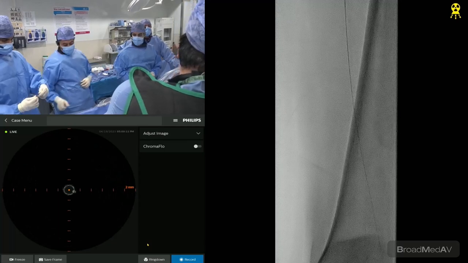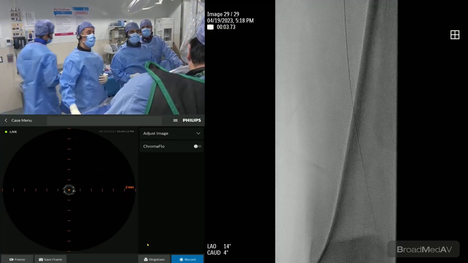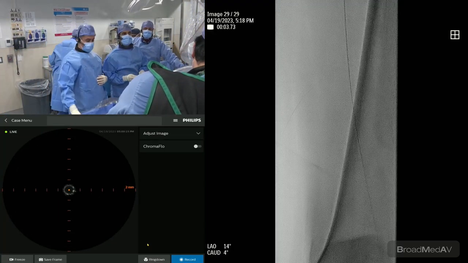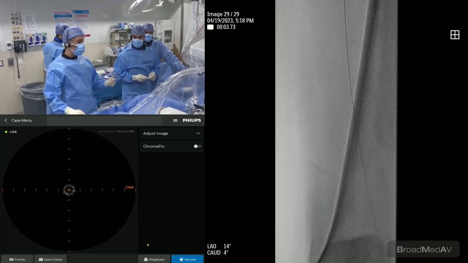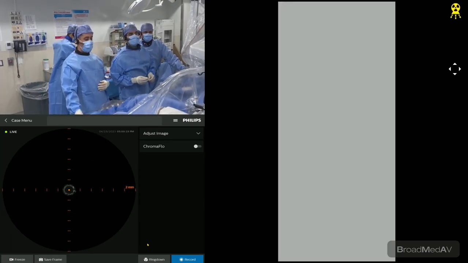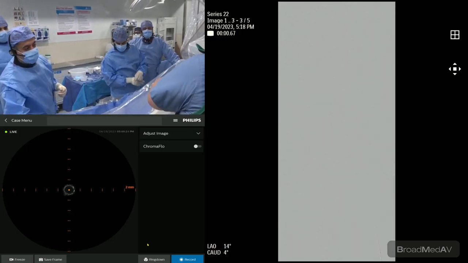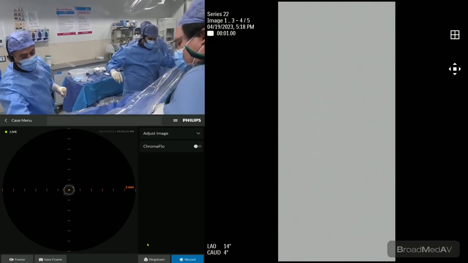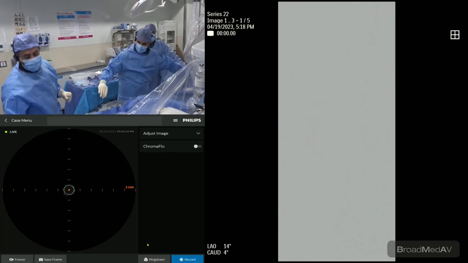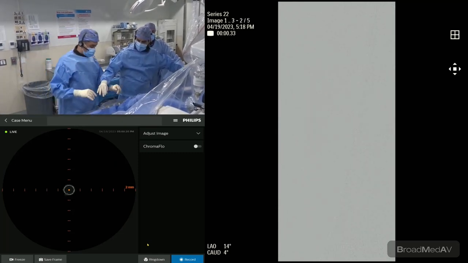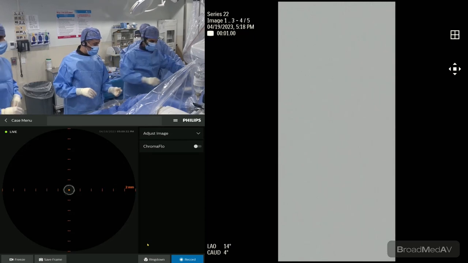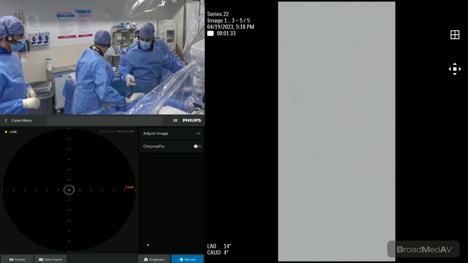Can you push forward? Before we do, there's a question from the audience asking, what sheath do we have in there? We have a 7 French. The only reason we went with a 7 is because we're doing a live case. You can do this with a 6 French. So we picked a 7 French Cook because we needed a hydrophilic sheath because of that freshly laid stent that was there, which was not allowing us to go up and over.